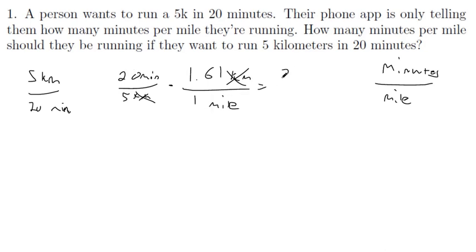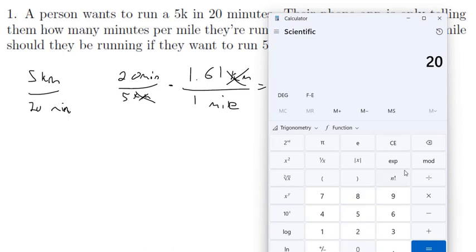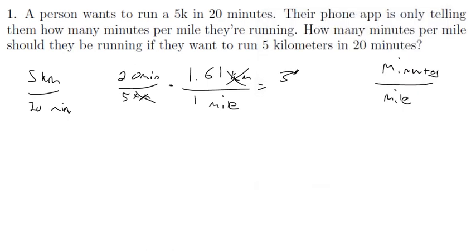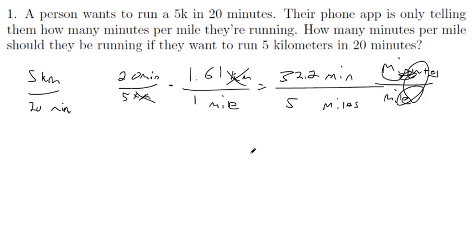The last bit is just to simplify. Multiply straight across the top just like we usually do with fractions. So it's 32.2 minutes for 5 times 1 is 5 miles. Multiply straight across the bottom. Okay, so we got our answer almost. We got 32.2 minutes for 5 miles.